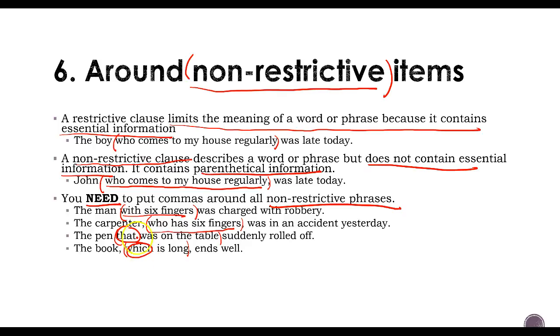The difference between "that" and "which" is you use "that" around restrictive phrases and "which" in non-restrictive phrases. So as a general rule, you always put commas around phrases that have the word "which," no commas around "that." So that's actually the difference between "that" and "which." The pen that was on the table suddenly rolled off. Since it's an essential part of the sentence, we use "that," we don't put commas around it. The book, which is long, ends well. Since this is non-essential, we use "which," and we put commas around it.